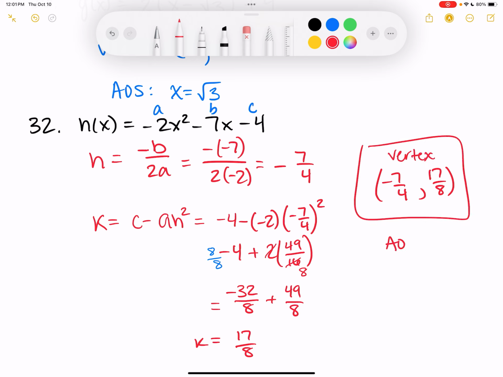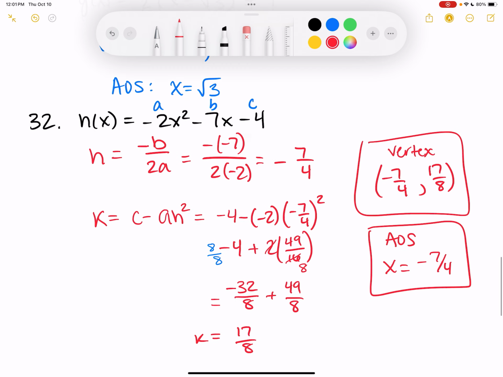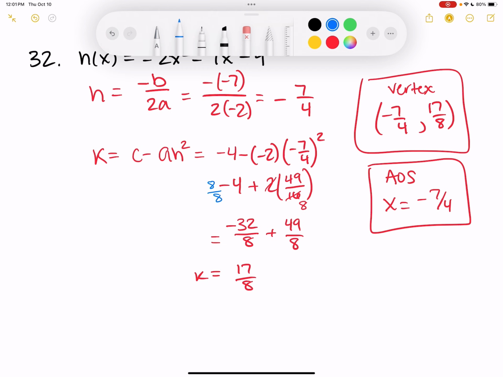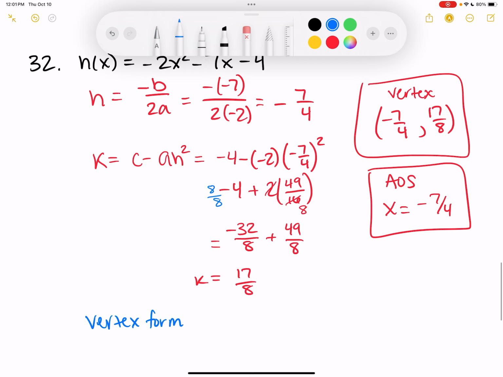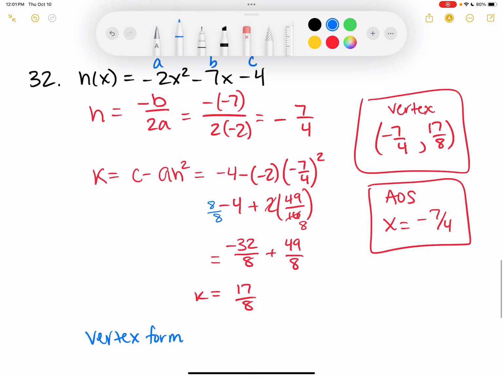What about the axis of symmetry? X equals negative 7 over 4. And then I need the equation in vertex form. How would I write that?